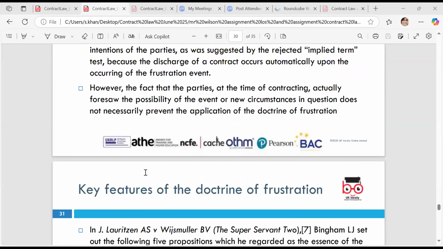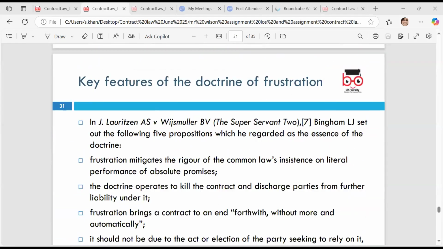The element of the test for frustration. Key features of the doctrine of frustration is to discharge the contract. The event causing the frustration must be unforeseen at the time the contract was made.